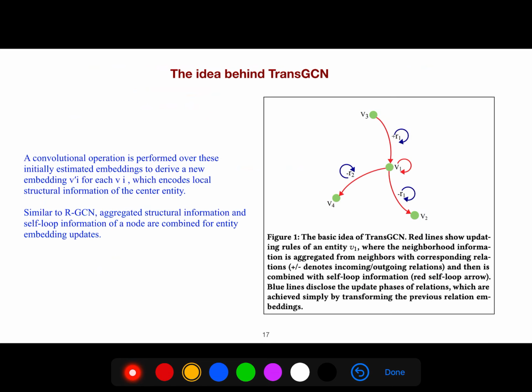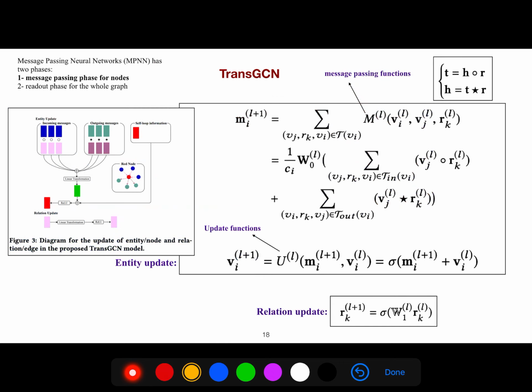And so the idea behind TransGCN is that, similar to RGCN, aggregated structural information and self-loop are combined for entity embedding updates. So we update those embeddings. First, we now have two things. It's not just the nodes, not just these entities, that we should update. We should also update the relations. So it adds complexity to all these knowledge graph embeddings. And there is an article on message passing neural networks, but here we use the message passing phase for nodes. We don't want a readout phase for the whole graph, and so this is the idea of message passing.